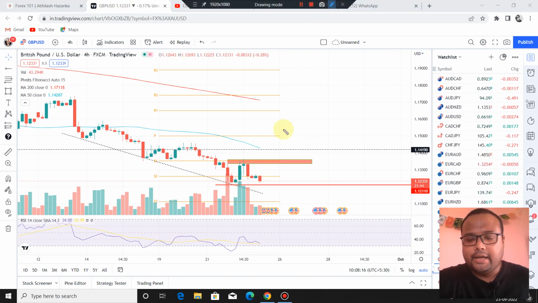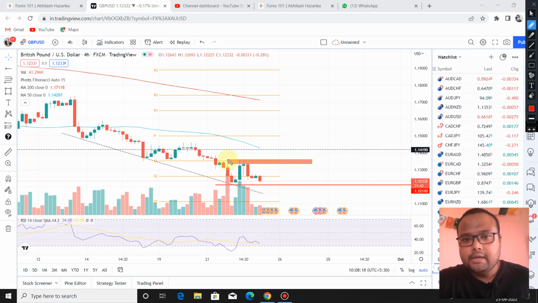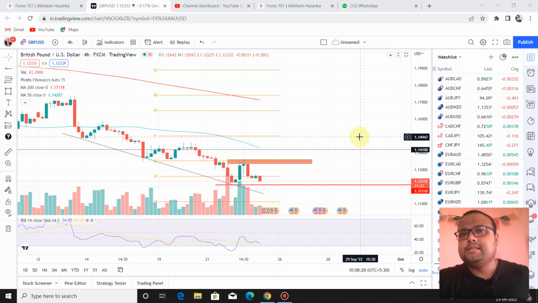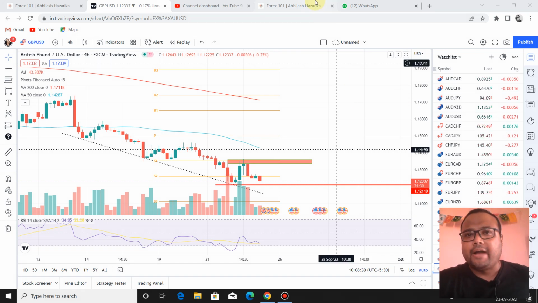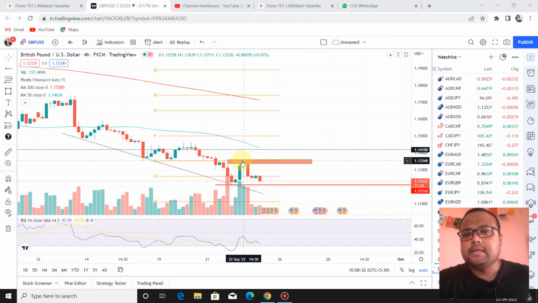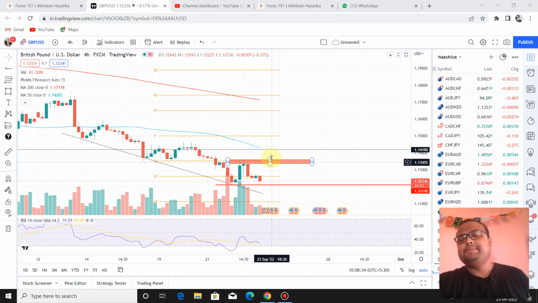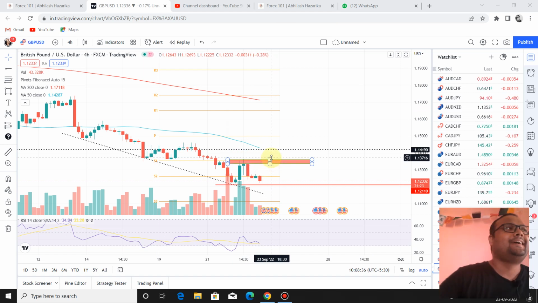And on the other hand, if the market goes up, this is the level where we can expect the market to reverse. Why are we expecting this? Because this is the Fibonacci 23.6% retracement level, and considering the overall scenario and it being a Friday market, I think that this level has the potential to reverse the market.